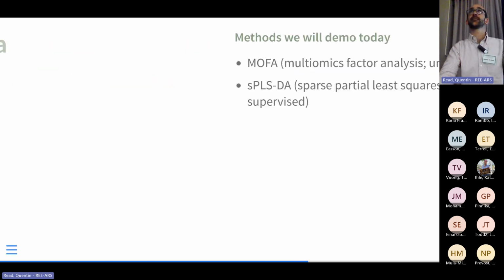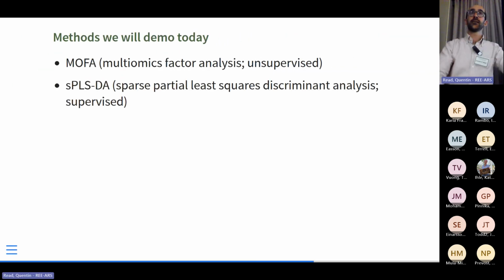So what are some of the techniques? We're going to look today at multiomics factor analysis, which is an unsupervised method. It does not use the outcome variables in it. And we're also going to look at SPLSDA, which is called sparse partial least squares discriminant analysis. We'll go over what that means in a minute, but that's a supervised algorithm. It does use the groups in the analysis.